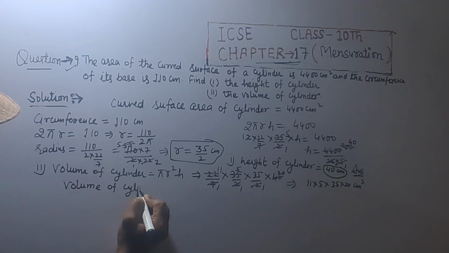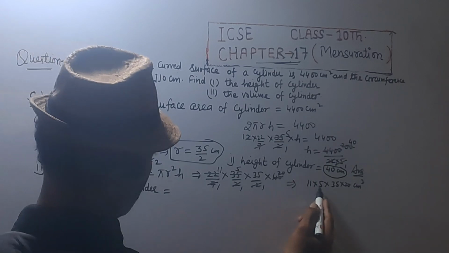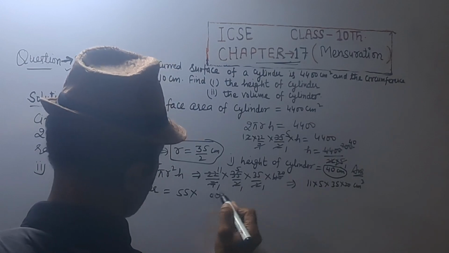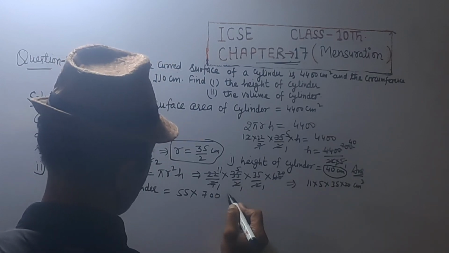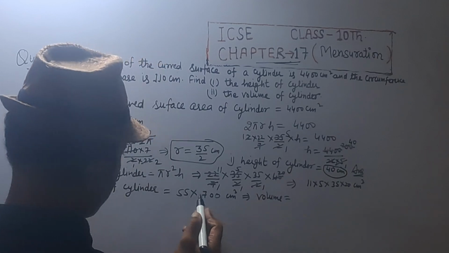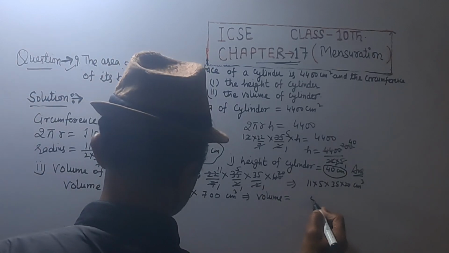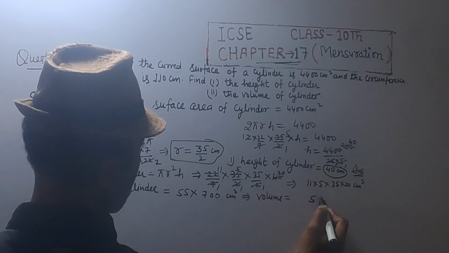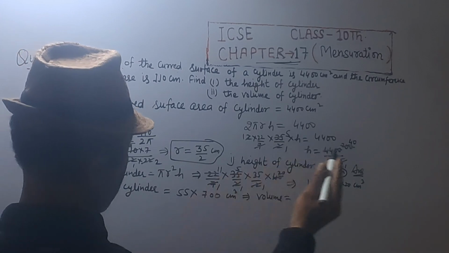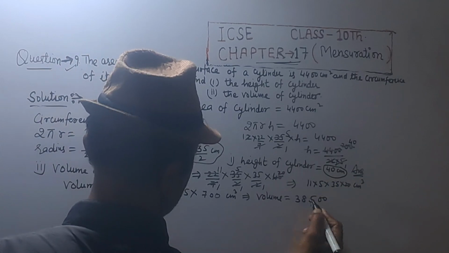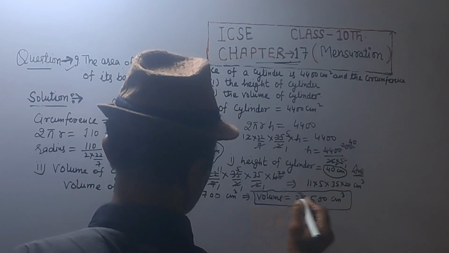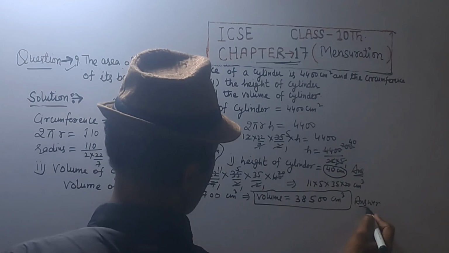Volume of cylinder is equal to 55 into 5 2s are 10, 3 2s are 6 plus 1, 7 centimeter cube, which implies volume equal to 7 5s are 35, 3 carry, 20 as it is, 7 5s are 35, 3 carry, 7 5s are 35 plus 3, 38 centimeter cube. Answer.